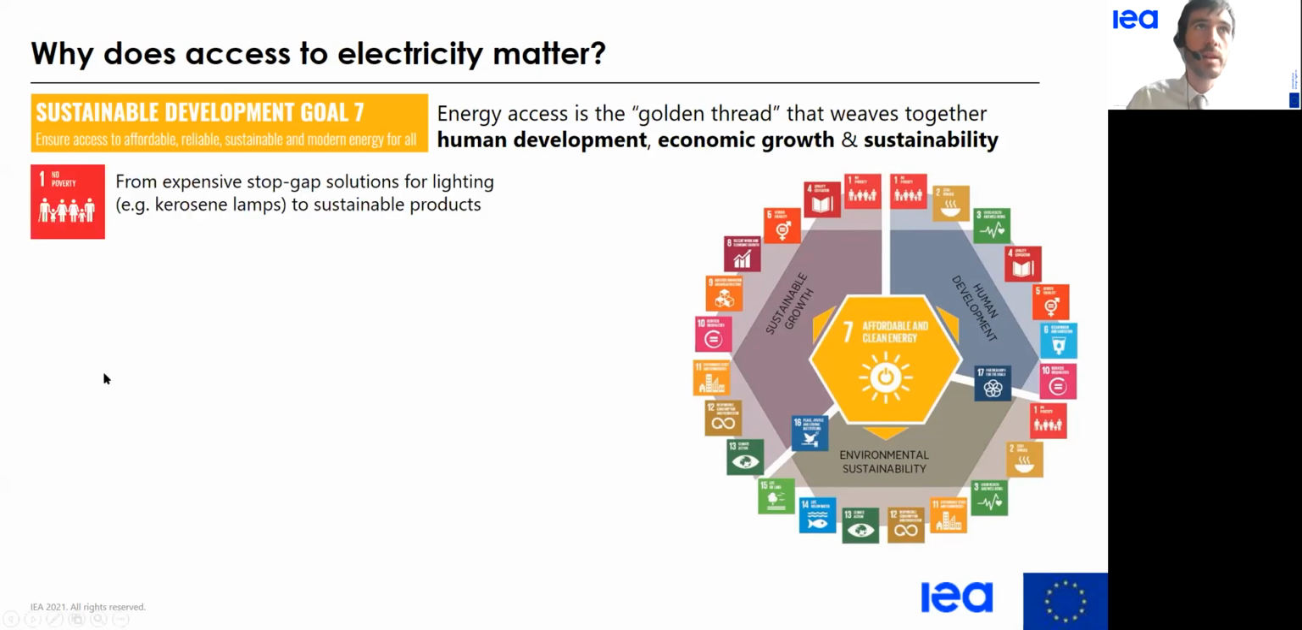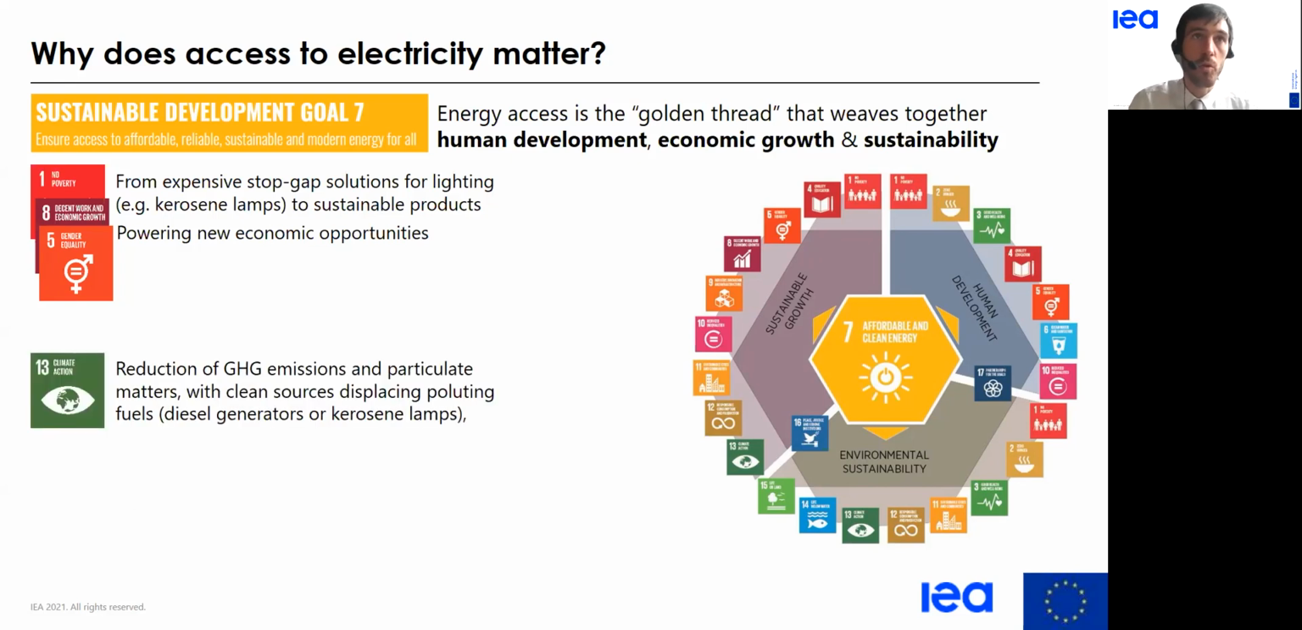Just to take a few examples, SDG number 1 on poverty: if a household can move from expensive stopgap solutions such as kerosene lamps, which require regular spending on expensive fuels, to sustainable products like a solar lantern, which has a limited upfront cost and then can operate at no cost, this can bring savings and help households move away from poverty. Energy also can power new economic opportunities, as we are all aware, and foster economic development.